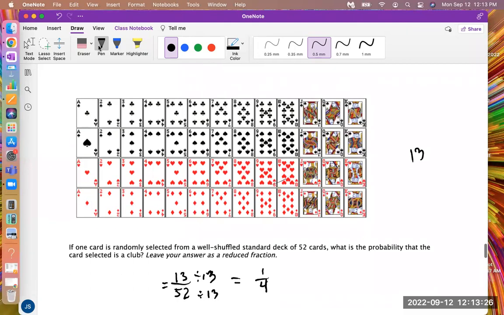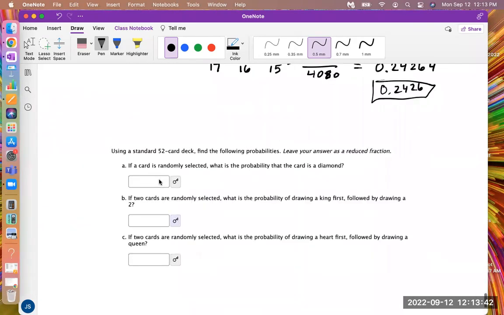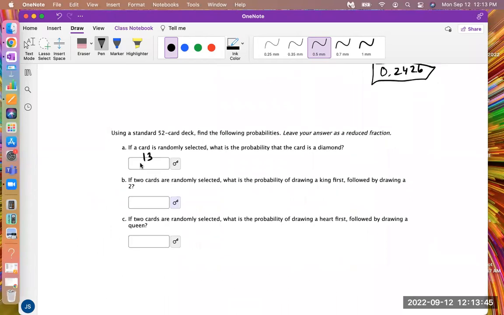So the probability that it's going to be a diamond: there are 13 cards in a 52 card deck that are diamonds, so our probability is 13 out of 52. Because there are 52 total cards that we could have chosen, and there are 13 diamonds that would make us happy and get us the card that we want. They do want us to leave our answer as a reduced fraction.